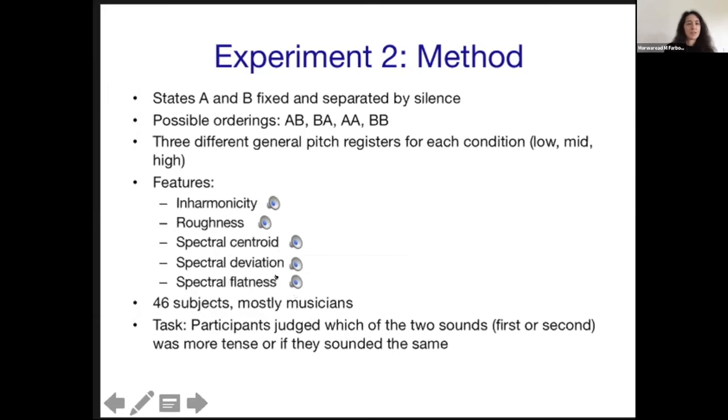This is the high pitch register, and spectral flatness in the mid pitch register. It's a very different experience than listening to the morphing stimuli, obviously.